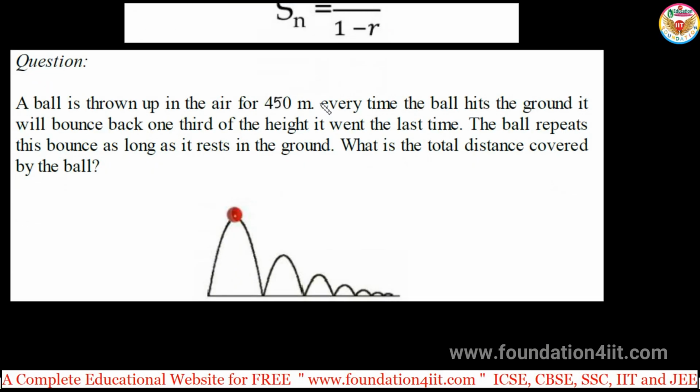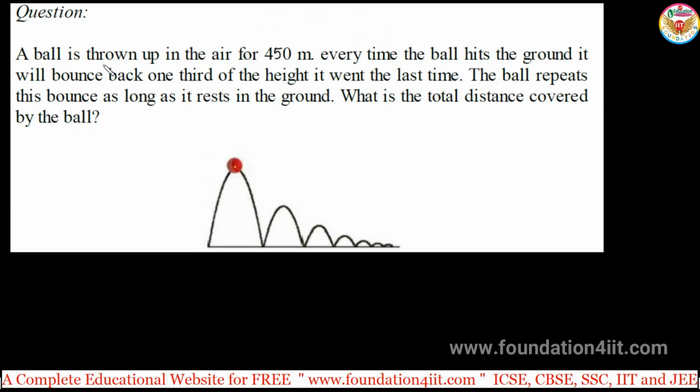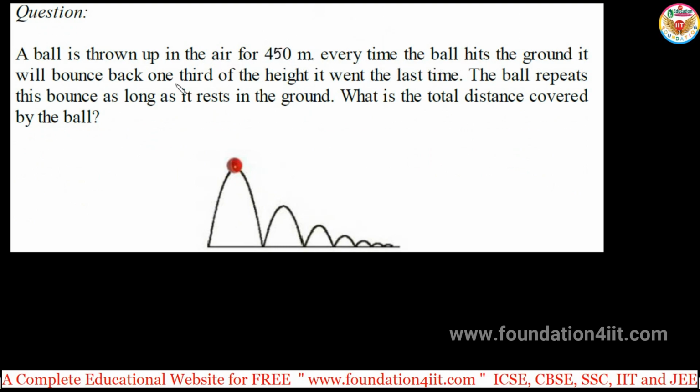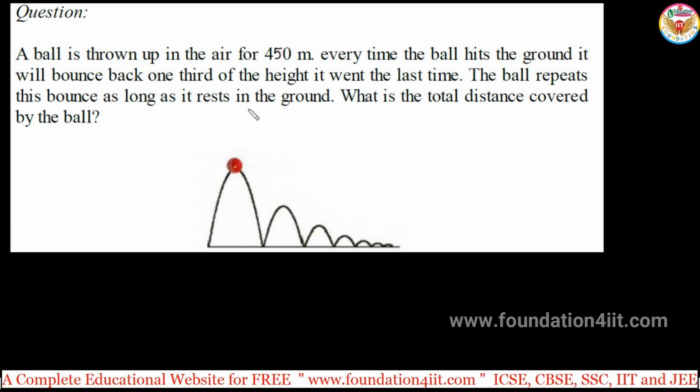Now let us see this question. A ball is thrown up in the air to 450 meters. Every time the ball hits the ground, it will bounce back 1/3 of the height it went the last time. The ball repeats this bounce as long as it rests on the ground. What is the total distance covered by the ball?